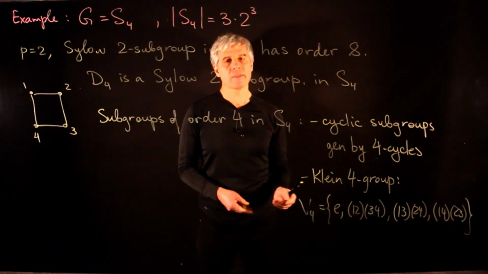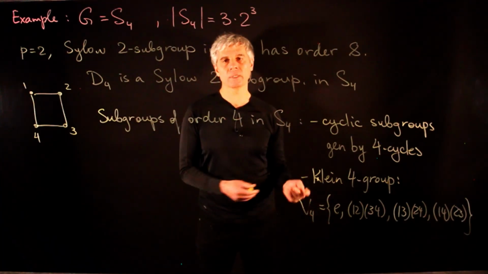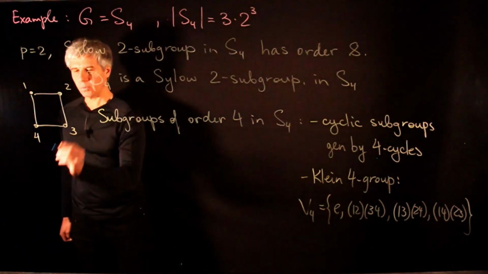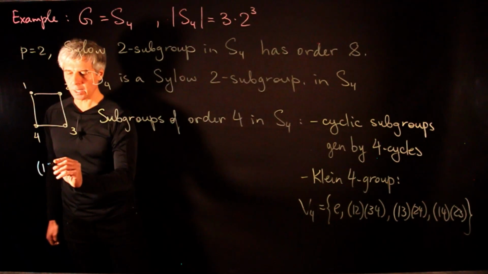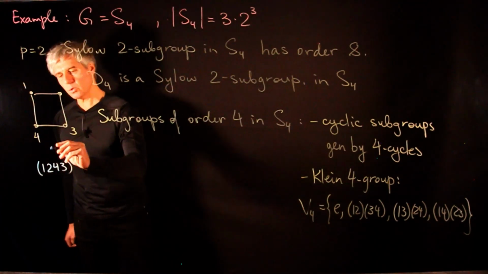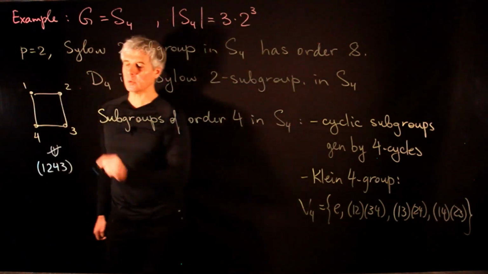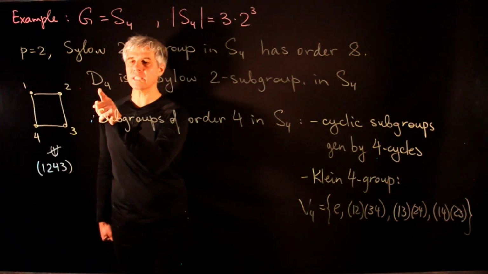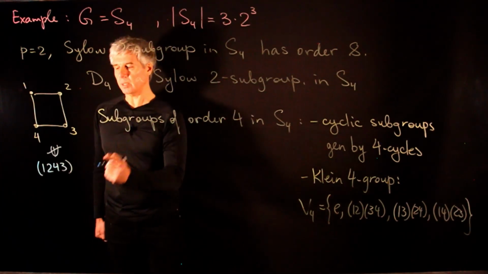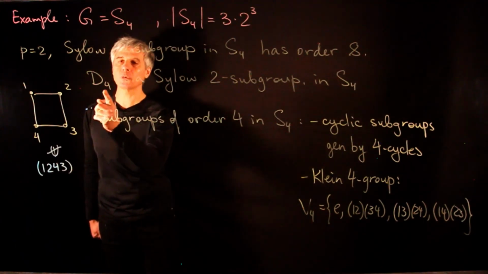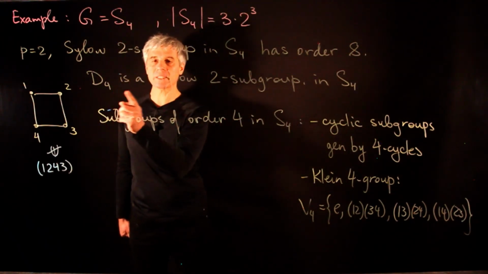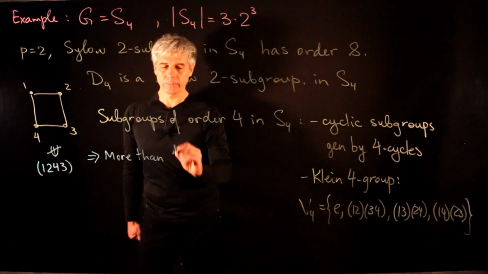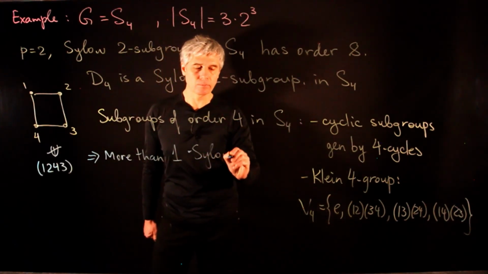So here we see that p subgroups need not be conjugate, but Sylow p subgroups by Theorem 2 are conjugate to each other. Now we also see that if we take a 4 cycle (1, 2, 4, 3), then it's not contained in D4 that corresponds to this square. So this gives us an example of a 2 subgroup which is not in this Sylow 2 subgroup. And by Theorem 2, every 2 subgroup must belong to some Sylow 2 subgroup. So this tells us that there is more than one Sylow 2 subgroup.